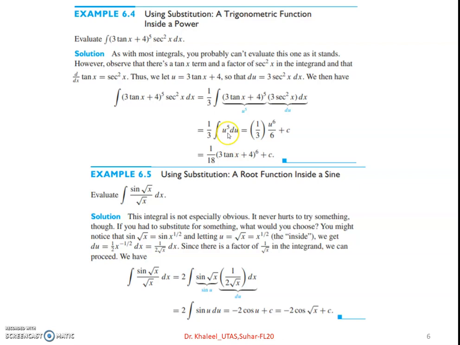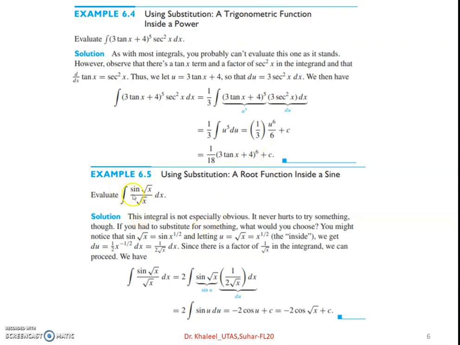So this is integrable. So 1 by 3 out, u to the power 6 by 6 plus c. I put it back u as 3 tan x plus 4. So 1 by 18, that is 6 into 3, 3 tan x plus 4 to the power 6 plus c.